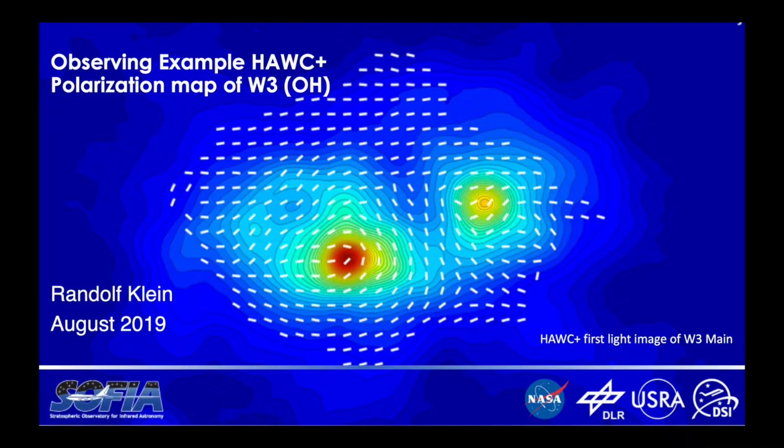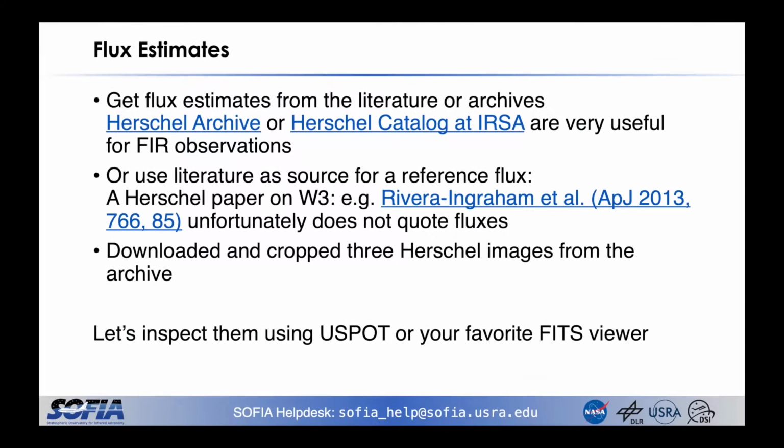As target for this exercise, I selected the HII region W3OH. Note that here in the background we'll see W3 Main, one of the first observations of HAWC+. Always start your observing planning with getting flux estimates. State your sources or assumptions for your flux estimates clearly in your technical feasibility section in your proposal.